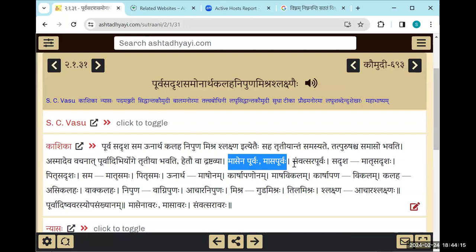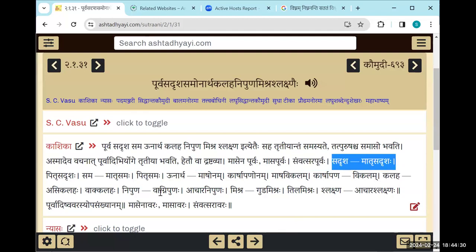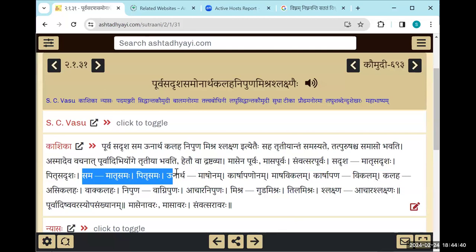So now, Masena Purvaha. Masa Purvaha means what? Older by a month. What is Samvatsara Purvaha? What is Samvatsara? A year. So older by a year, earlier by a year is Samvatsara Purvaha. Sadrishaha, similar. Matru Sadrishaha, right? Pitru Sadrishaha. This is like. What is Sama? Equal. Very close meanings, okay? Equal to a mother, equal to a father.